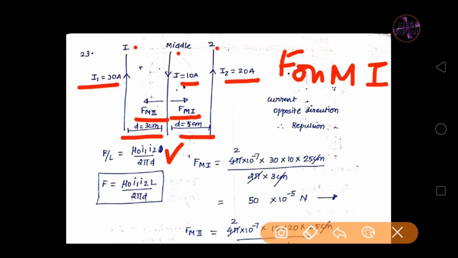This is a formula. F by L is equal to mu naught I1 I2 by 2 pi d. D means the distance between the two wires. L means length of the middle one. So F is equal to mu naught I1 I2 L by 2 pi d.